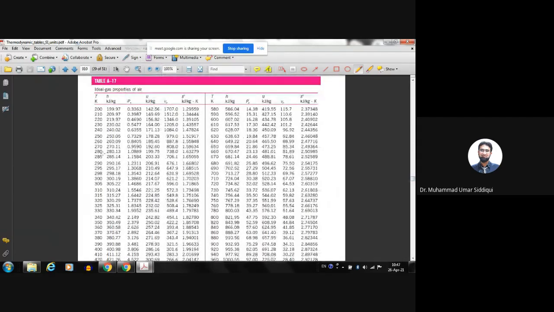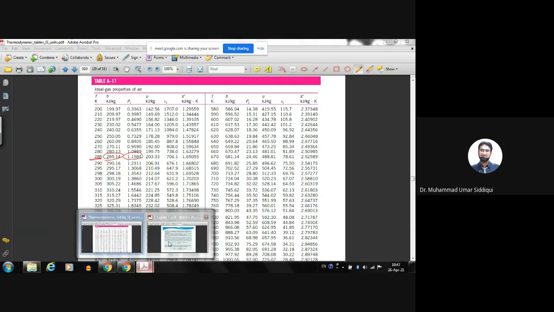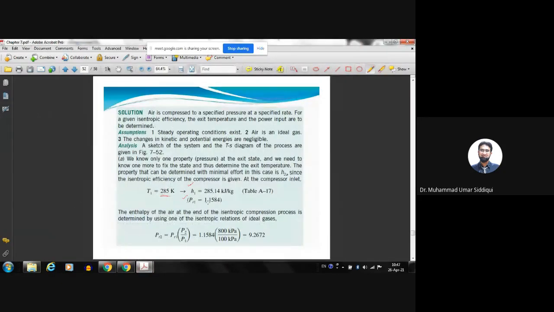So in table A17, we have 285 Kelvin. Corresponding to that, we're going to get H and the PR1 value. Then once we have the PR1 value, we're going to use P2, P1, and PR1 to get PR2. So that will be 9.2672.